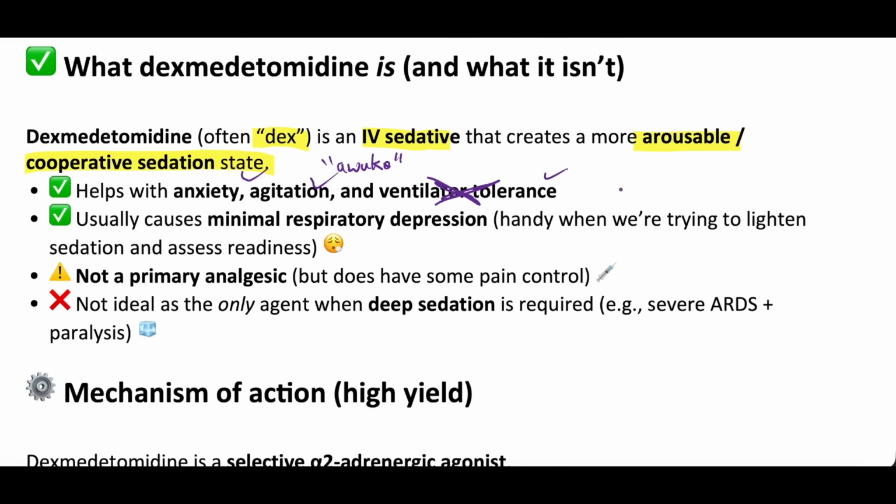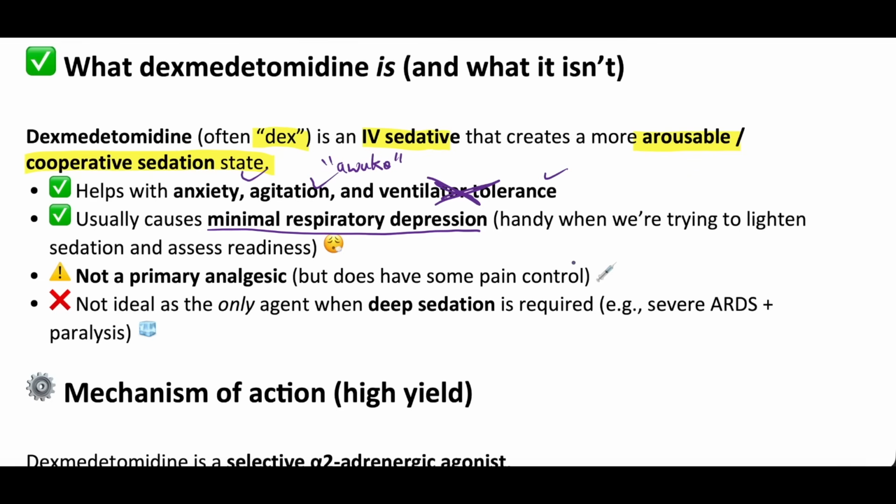And one of the really nice things about dexmedetomidine is it causes minimal respiratory depression. So when we're trying to lighten sedation, or we're trying to assess readiness, or we have to keep someone on some low dose sedation, even when we want to extubate them, you can extubate patients on dexmedetomidine who meet criteria because it has very minimal respiratory depression. That's in comparison to something like propofol or midazolam, which have lots of respiratory depression. Although I can't speak for everybody, it would be atypical and very high risk to extubate anybody on a propofol infusion. It is not a primary analgesic.